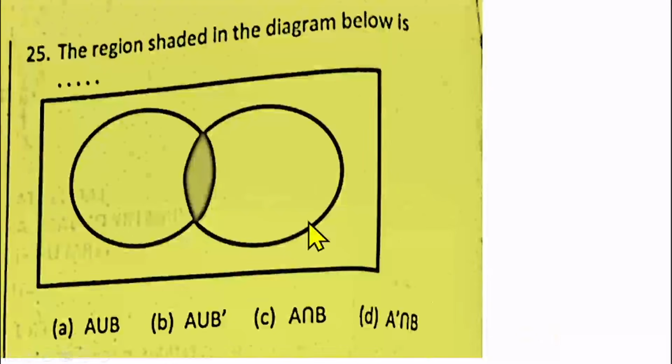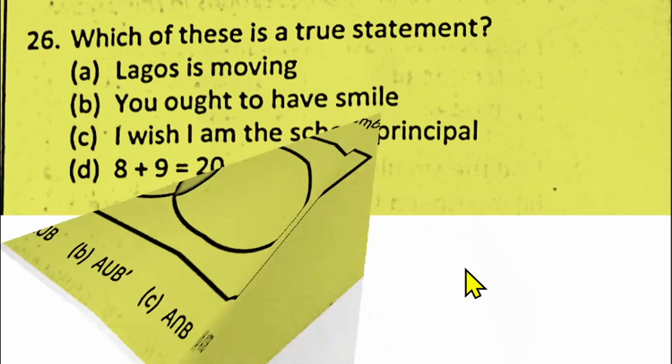Question number 25 is from the Venn diagram in set theory. The region shaded in the diagram below is dashed. So this region that is shaded, if you have this set to be A and this set to be B, there's a typographical error. They didn't label this circle as well, but nevertheless, since we have A and B as the options, this will be A intersection B, which is option C for question number 25.